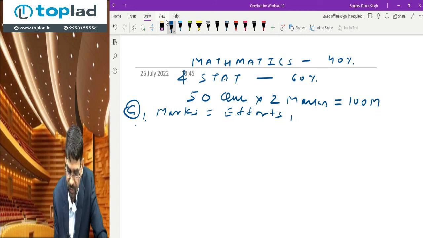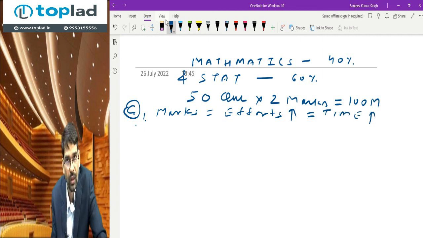You have to put more efforts. Obviously you can get marks, but also you have to put more time to solve the questions of C category. Why am I saying this?